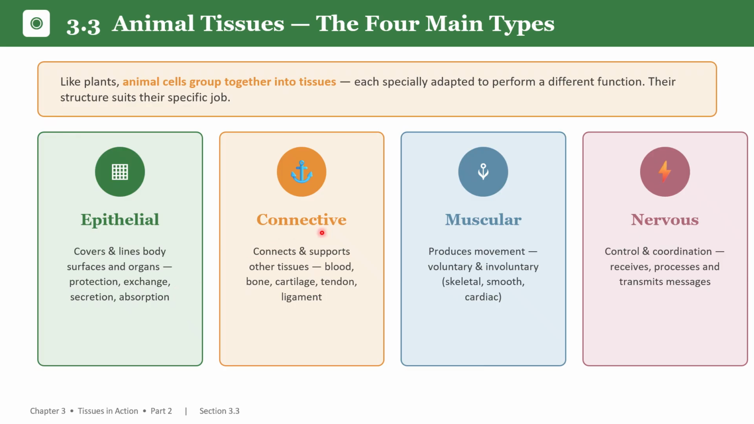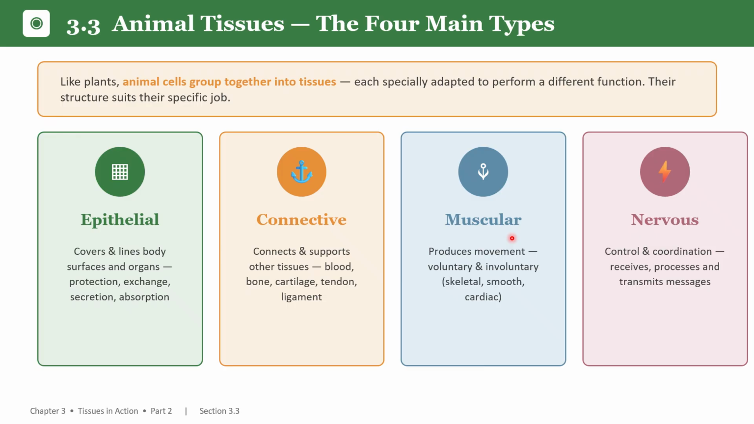Next is the connective tissue. It connects the different body parts. Examples are blood, bone, cartilage, tendons and ligaments. Without connective tissue, our body would literally fall apart. Next one is the muscular tissue. Muscles produce movement, that we know very well. It helps in walking, running, smiling, writing, heartbeat, everything.